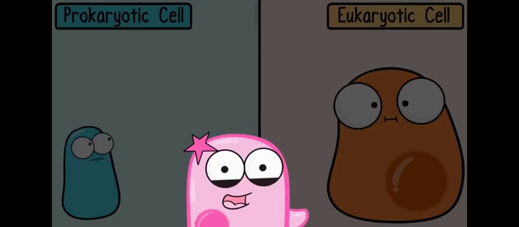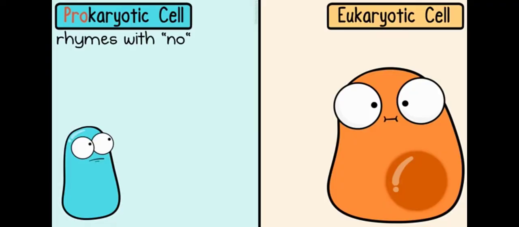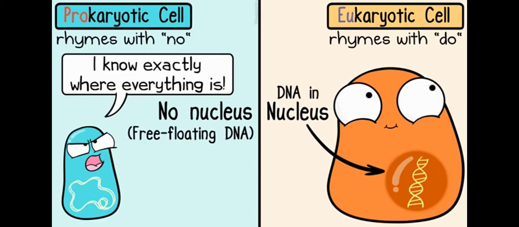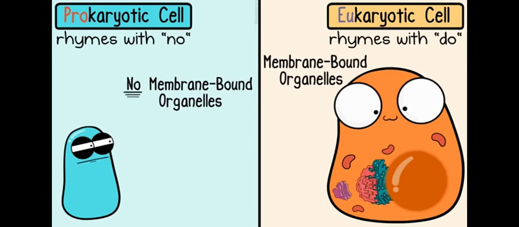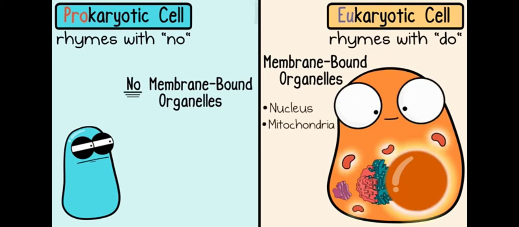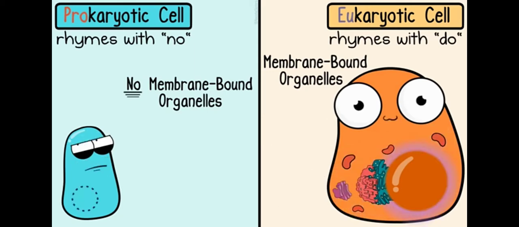And to help me remember some more differences in this next part, I like to remember that pro in prokaryote rhymes with no, and eu in eukaryote rhymes with do. Prokaryotic cells have no nucleus to contain their DNA, so you will find their DNA is not contained within a nucleus. It's a bit messy here. They have no membrane-bound organelles. Membrane-bound organelles are fancy organelles that have their own membrane, like the nucleus, mitochondria, the endoplasmic reticulum, and the Golgi apparatus. A big indicator of eukaryotic cells is this nucleus.